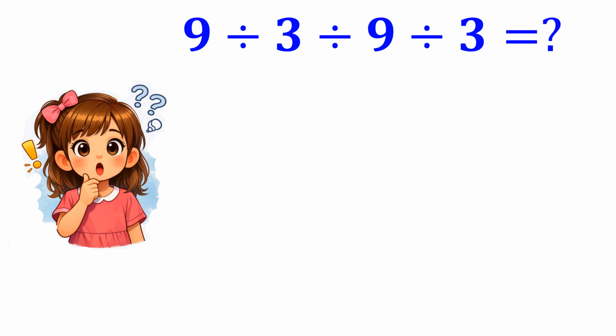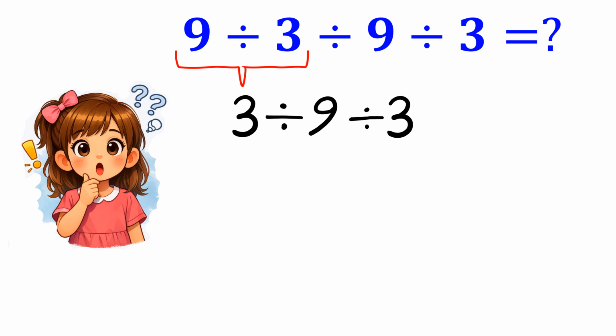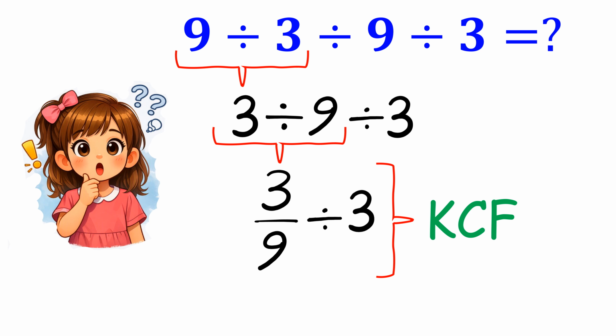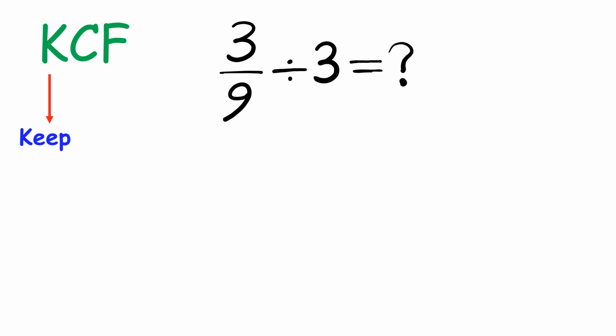Now let's move on to the young lady's solution. She followed the PEMDAS rule and said 9 divided by 3 is 3, and the expression becomes 3 divided by 9 divided by 3. Then 3 divided by 9 is 3/9, and we solve 3/9 divided by 3 using the KCF rule. K stands for keep, meaning we keep the first fraction exactly as it is.